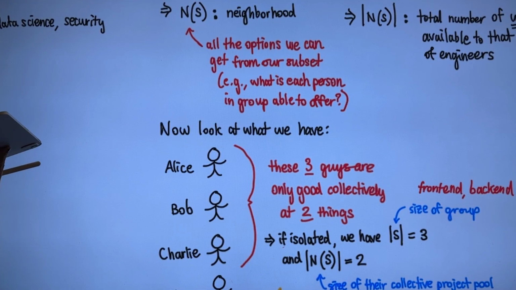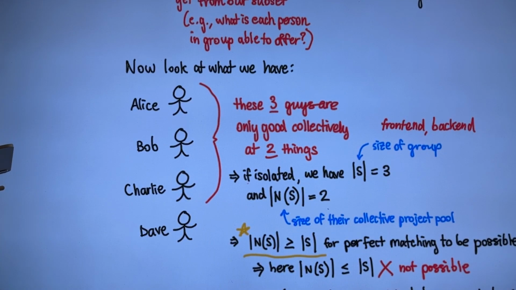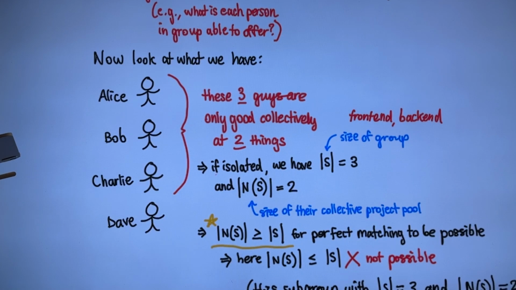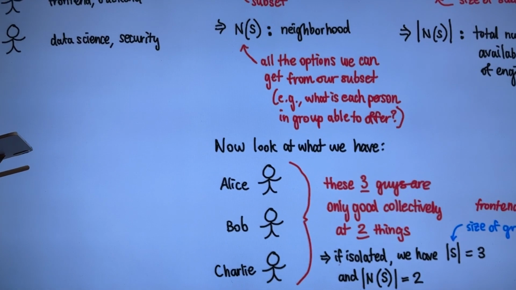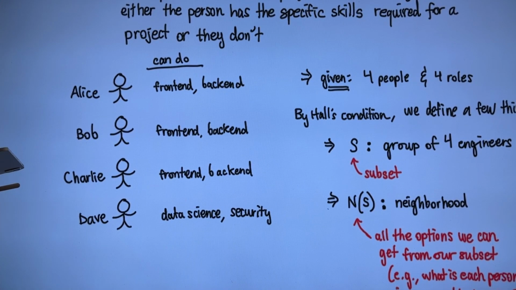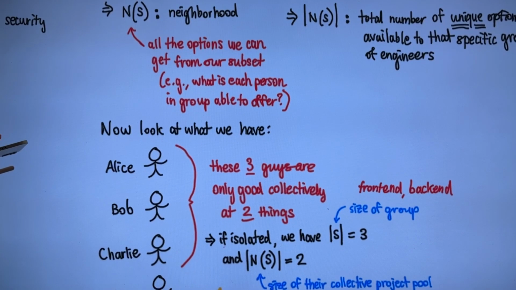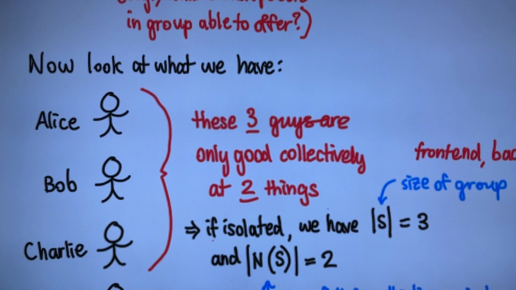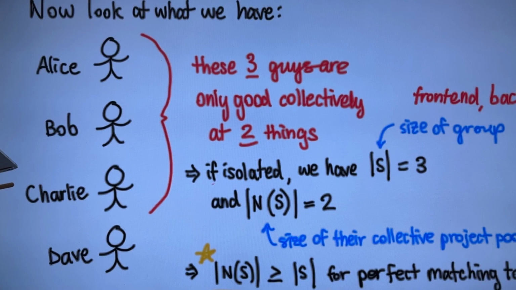Now let's say we pull an even smaller subset out of our already small group of 4. Let's say we just target Alice, Bob, and Charlie. We have 3 people with abilities. But look again, Alice, Bob, and Charlie are all good at the exact same 2 things. So what does that mean? These 3 guys are only good collectively at 2 things, front end and back end. That's all they individually and collectively are good at doing.